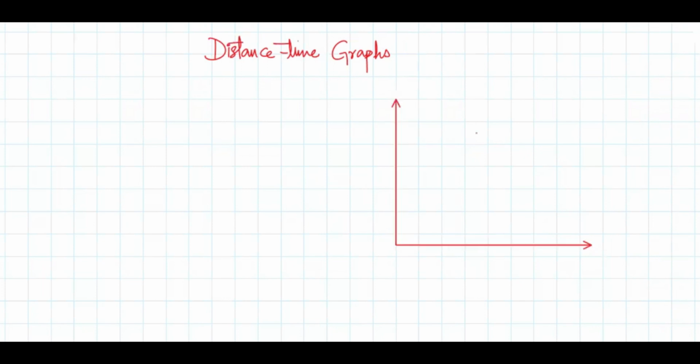So let's quickly review the distance time graphs and the speed time graphs. Let's start with the distance time graphs. For a distance time graph, you're going to have distance on the y-axis, which is, let's say, going to be in meters, and time on the x-axis, which is, let's say, going to be in seconds.